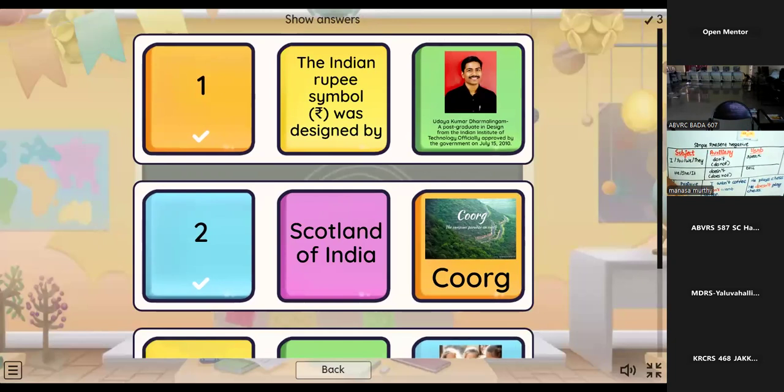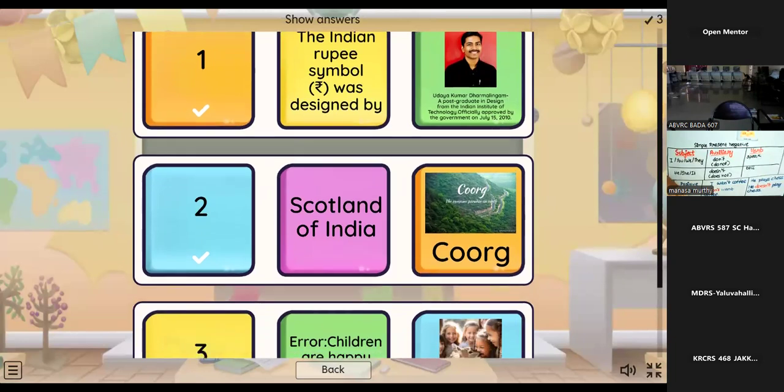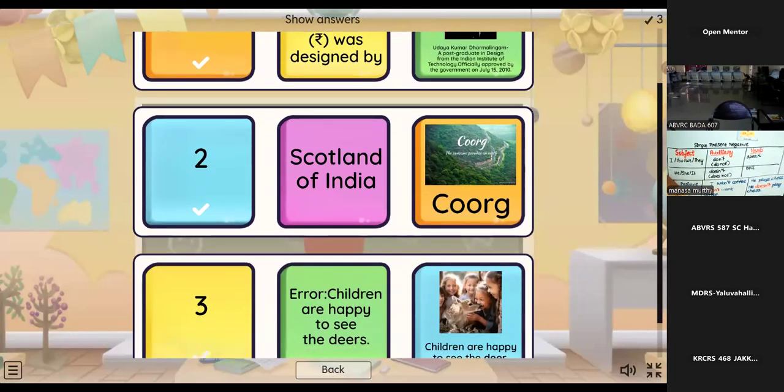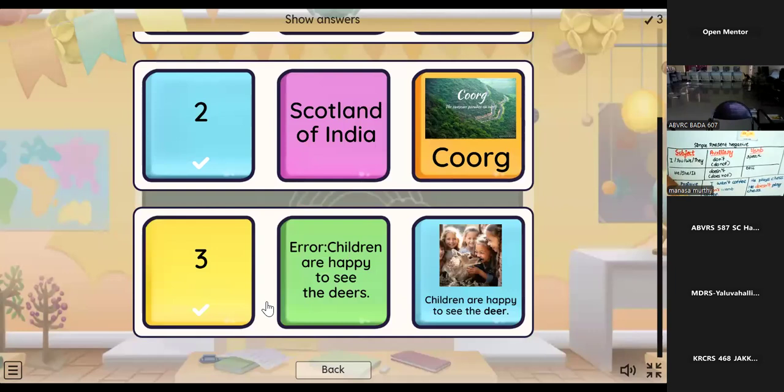We had seen only 3 things for the day. Rupee symbol designed by person Uday Kumar Dharmalingam, Scotland of India. It is Kur, and children are happy to see the deers. The answer deers is wrong. It is only deer. We don't use it as deers. Deer in its plural form is also deer itself, not deers. Right? Okay.